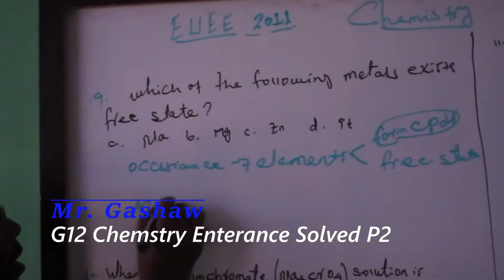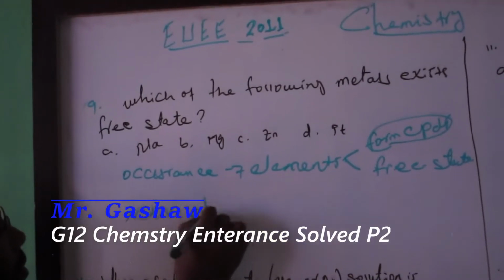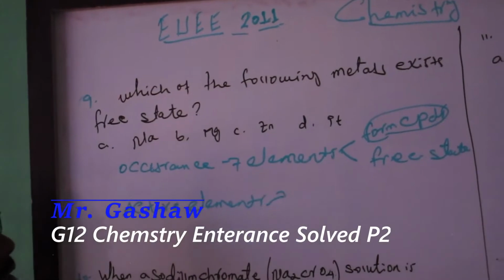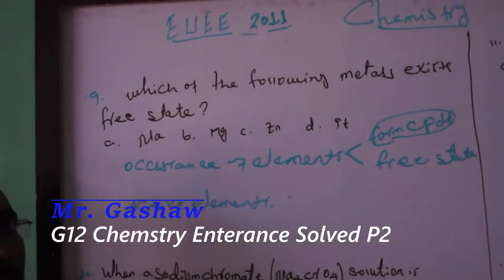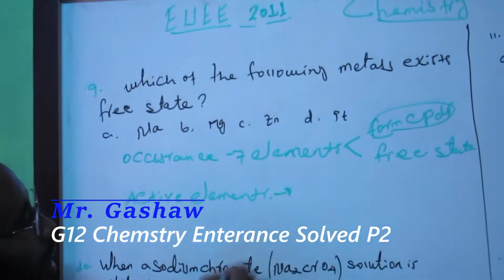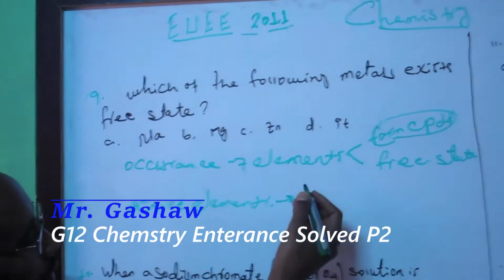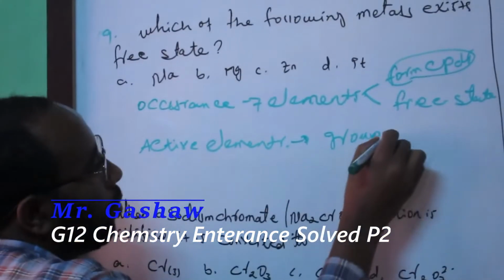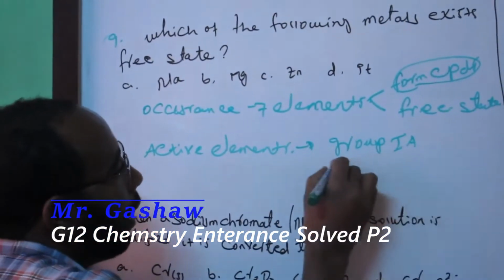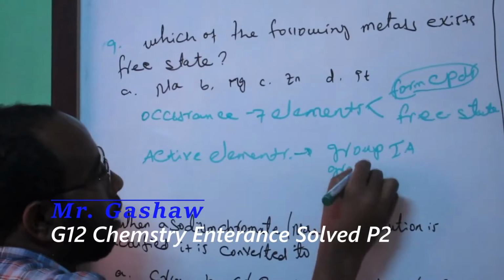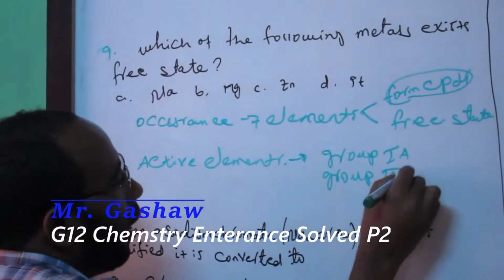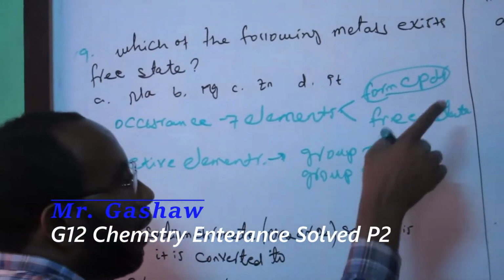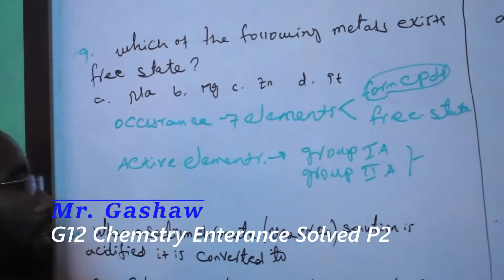So the elements that occur in the form of compounds means what? Active metals or active elements. Active elements means the elements that combine with other elements. For example, especially group 1A and group 2A. Group 1A and group 2A are active metals. They never occur free in nature because they are the most reactive elements.